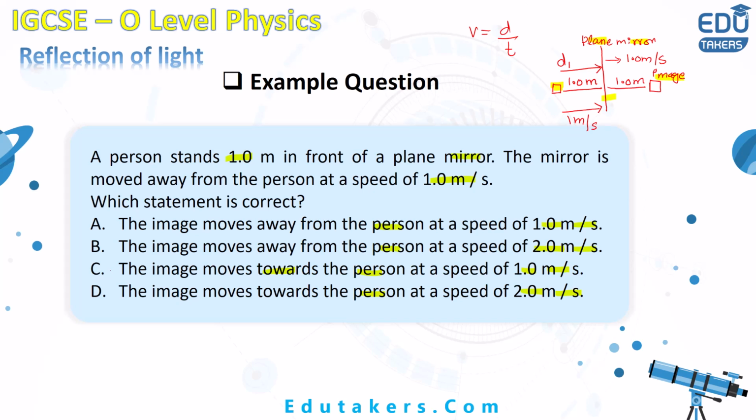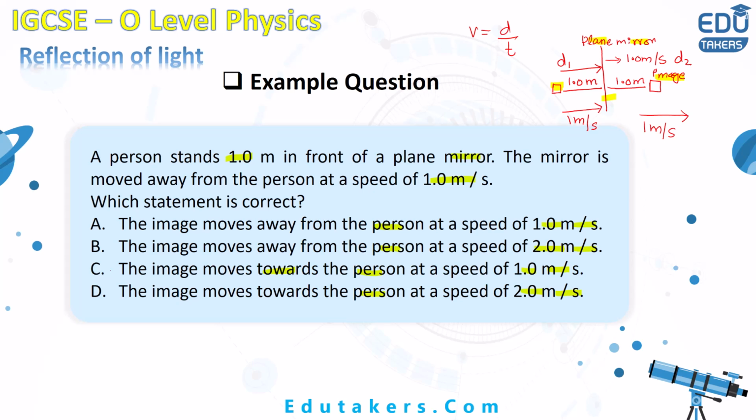I write here the image is moving towards the right at the speed of 1 meter per second with respect to the plane mirror. If I suppose that the distance of the object from the plane mirror is d1 and the distance of the plane mirror from the image is d2, then what would be the total distance between the person and the image? It would of course be the sum of both of these distances, d1 plus d2.